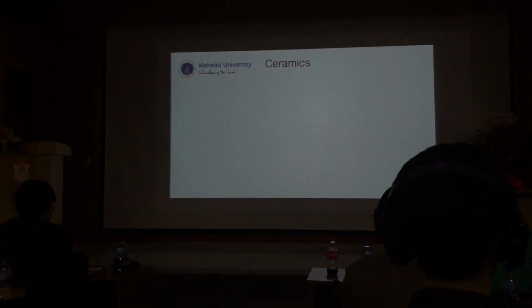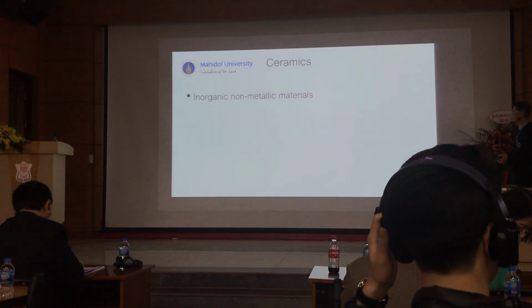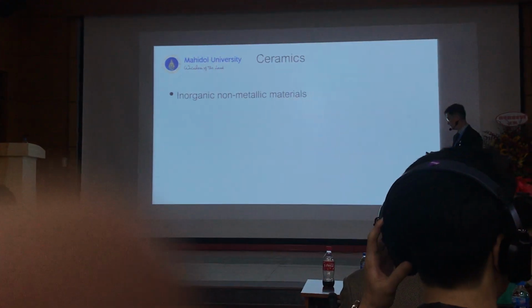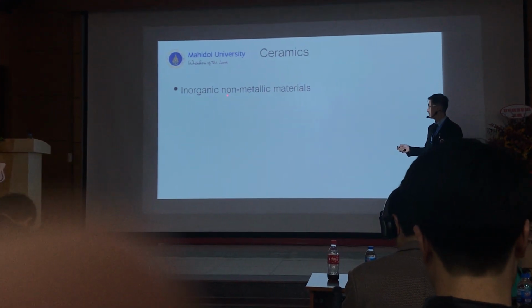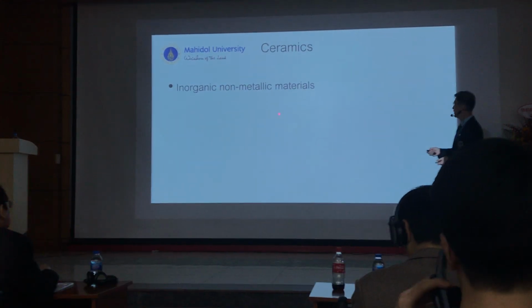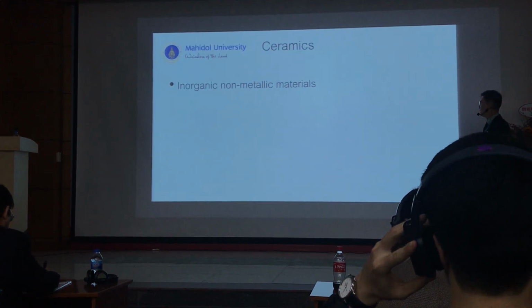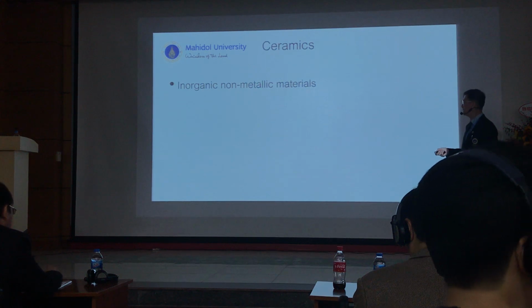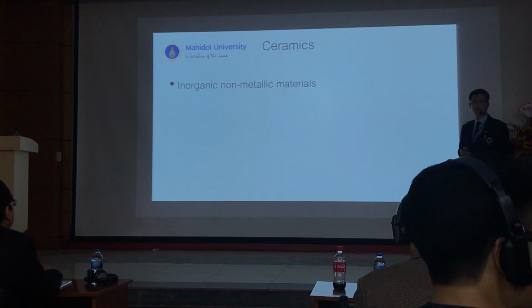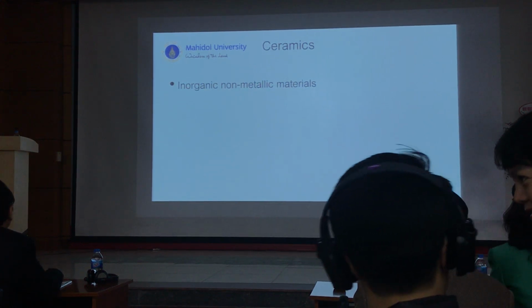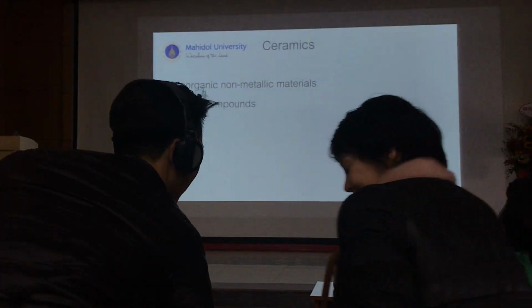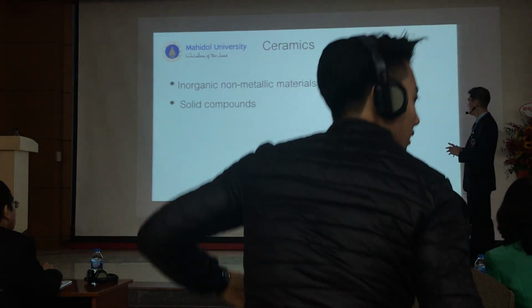What is ceramics? When you say ceramics, by definition, it's inorganic, not organic, so it's not polymer, not metal. The solid materials that are not polymer and metal are all ceramics. Okay? Ceramic is a solid compound. Compound means more than one thing together.